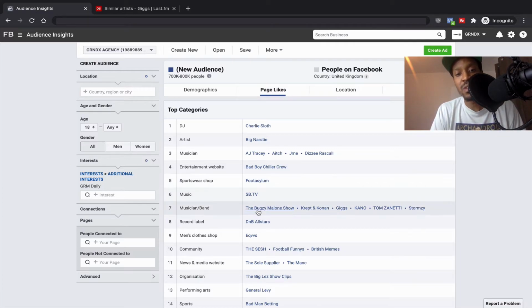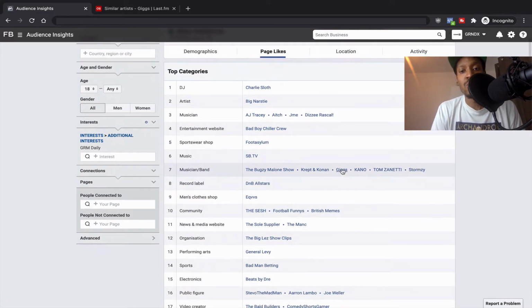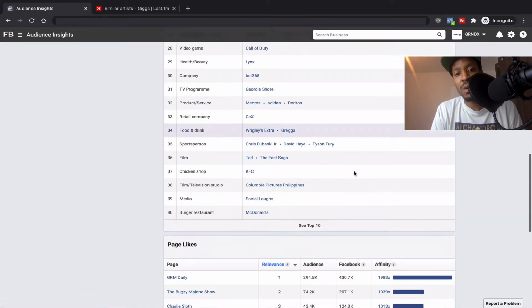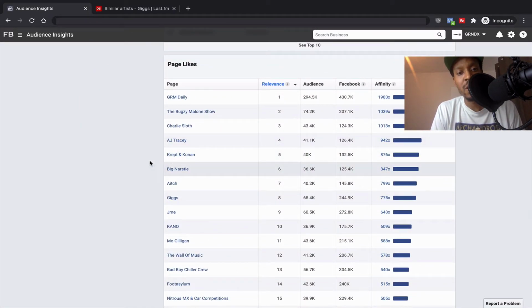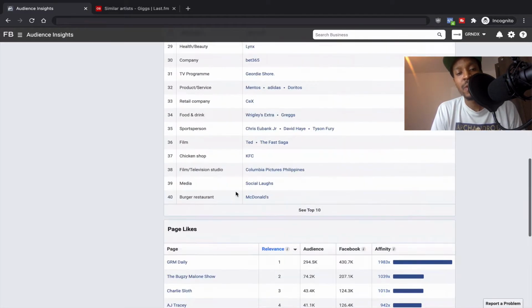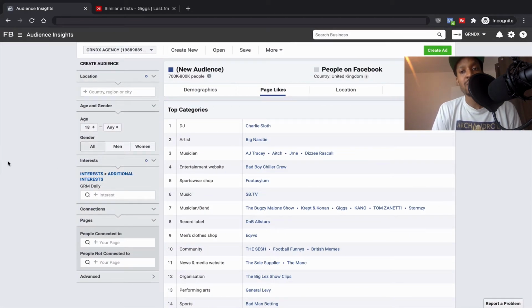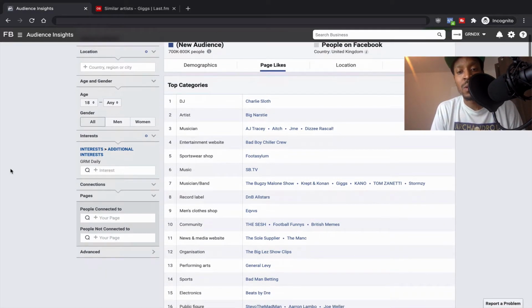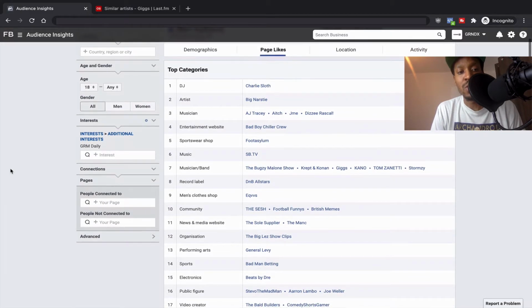You can see SBTV's popped up here. And it's also shown Gigs as well that's popped up. If we scroll down to closely affiliated, Charlie Sloth is there, so the data is accurate. AJ Tracy keeps on popping up. Krypton Conan's popped up. Gigs is also popped up. This is basically building a database for you to understand the type of targeting that you should be doing. So what this is saying is basically anyone that listens to Gigs listens to Krypton Conan, you really want to be including the Grime Daily.